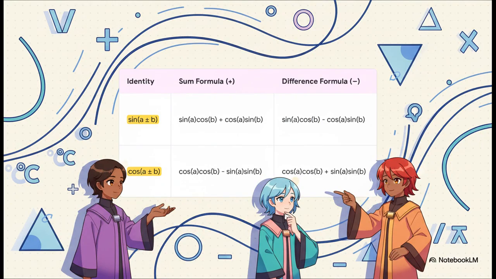Okay, let's look at the formulas themselves. For sine, the pattern is pretty straightforward. It goes sine, cosine, cosine, sine. And check this out, the sign in the middle is a perfect match. If you have sine of A plus B, you use a plus in the formula. Simple. But now, look at cosine. This is where you gotta pay attention. The pattern is cosine, cosine, sine, sine. But the sign flips. If you're doing cosine of A plus B, you use a minus in the formula, and vice versa. Seriously, this is the number one thing people forget, so burn this into your brain.